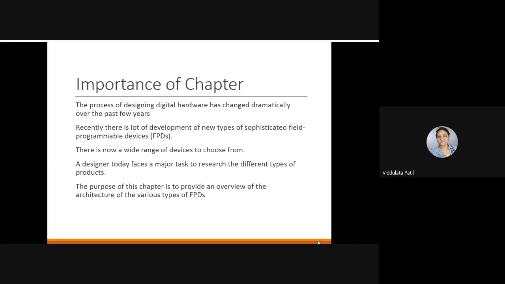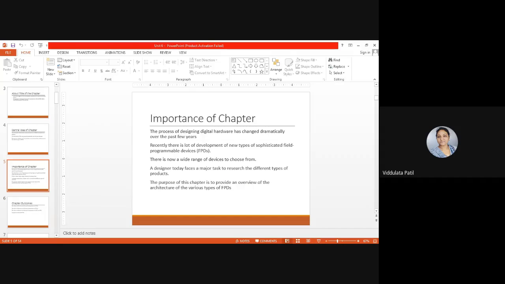So, the purpose of this chapter is to provide an overview of the various types of FPDs.